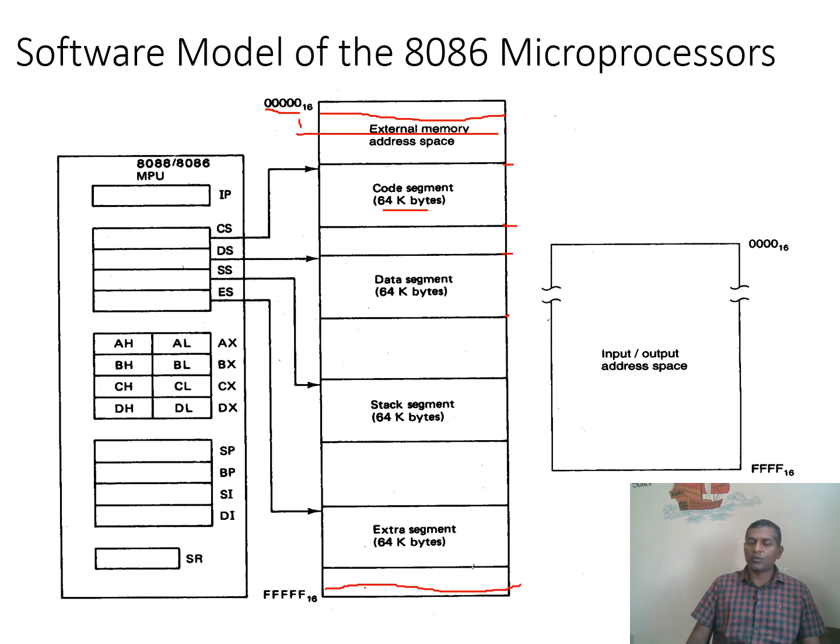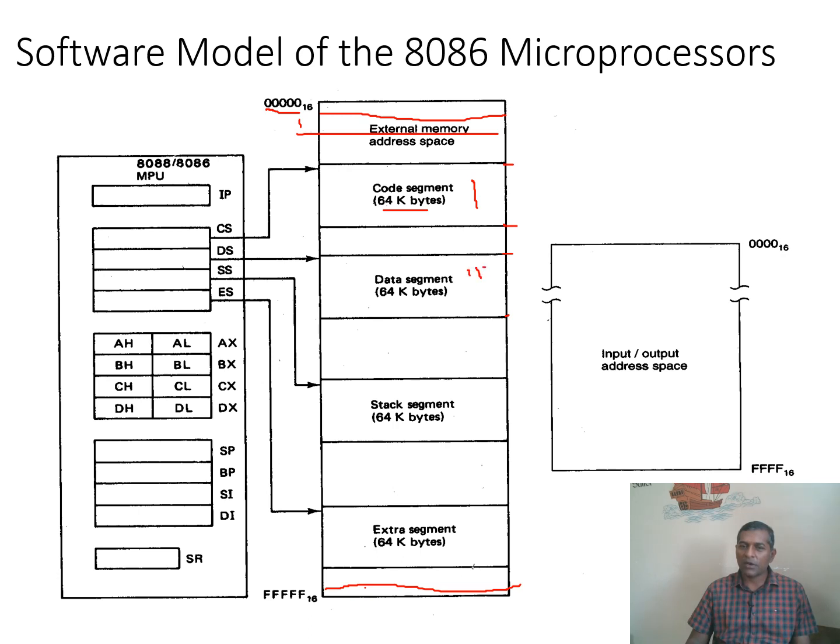So let's assume that we have written a program for addition of two numbers. This program will be stored here. The program is stored here. We want to add two numbers, so these two numbers are made available here.